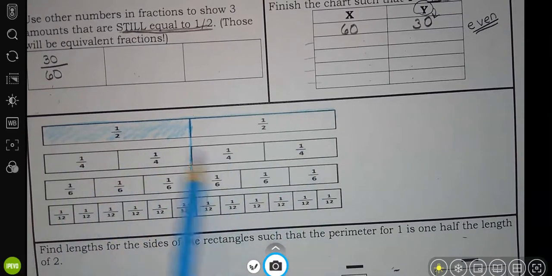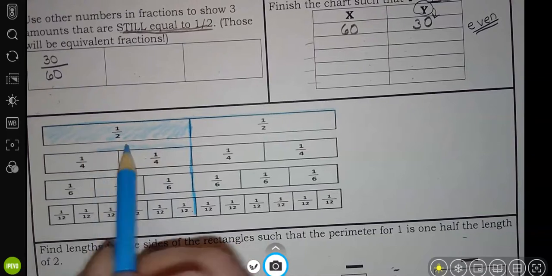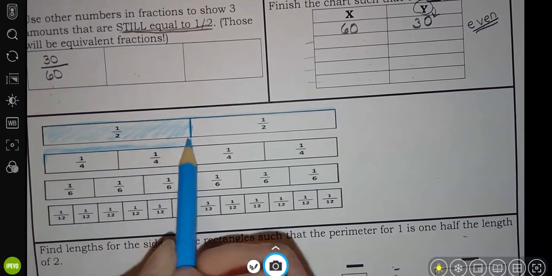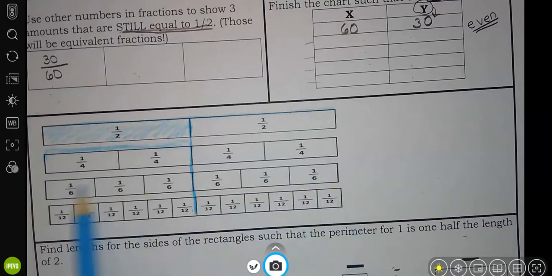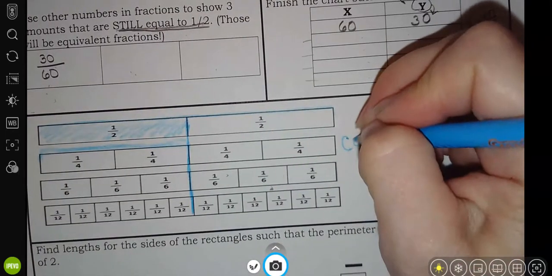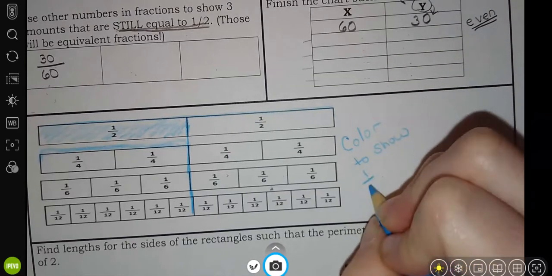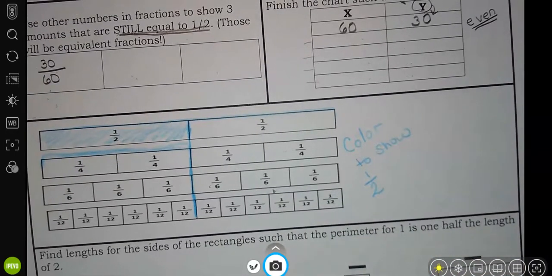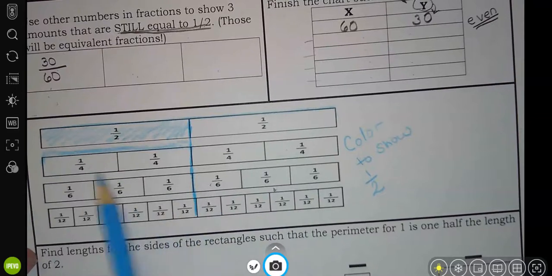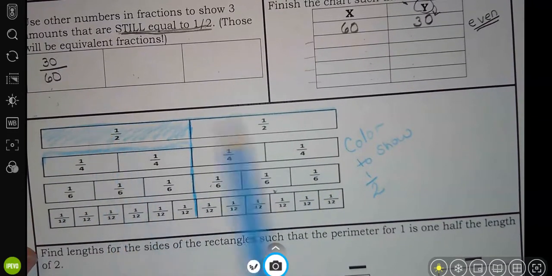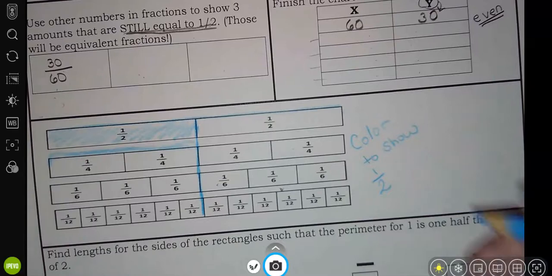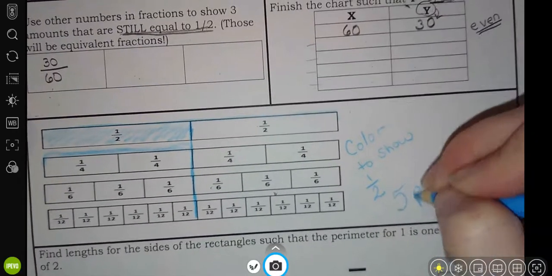if I've got 4 pieces, how many of those 4 pieces does it take to make an amount equal to 1/2? What about if I take my whole bar and divide it into 6 equal pieces? How many of those does it take? So I want you to color to show 1/2. How many times do I want you to do that though? Well, 1, 2, 3, 4. I'd like you to do that 5 places.